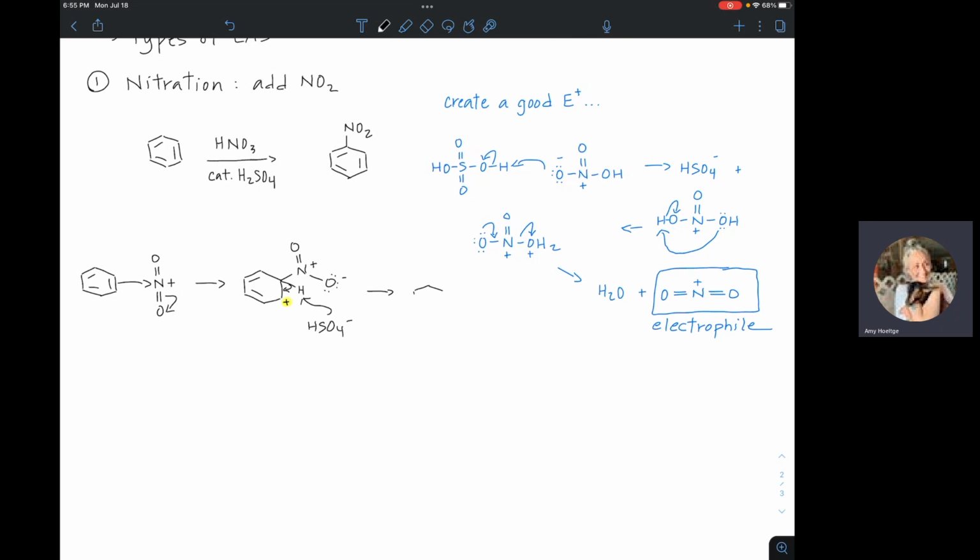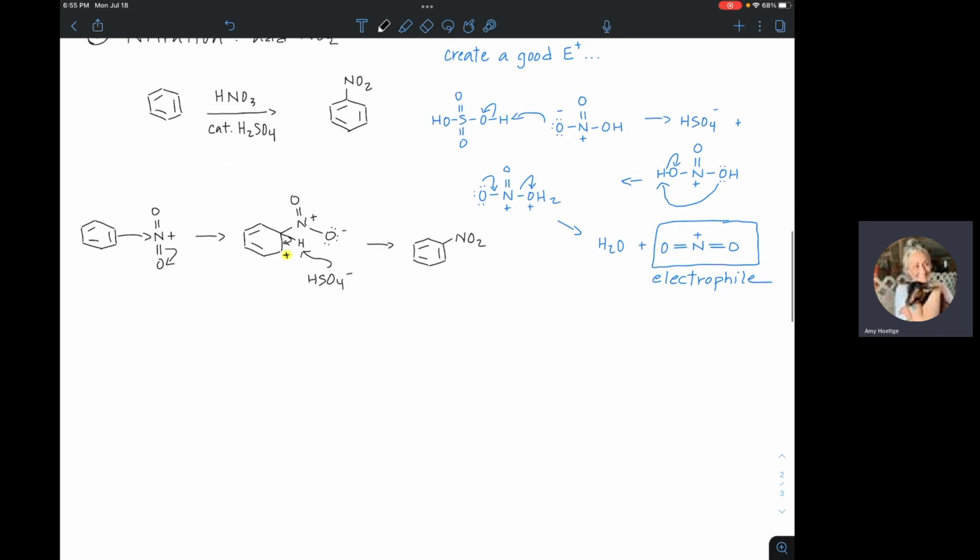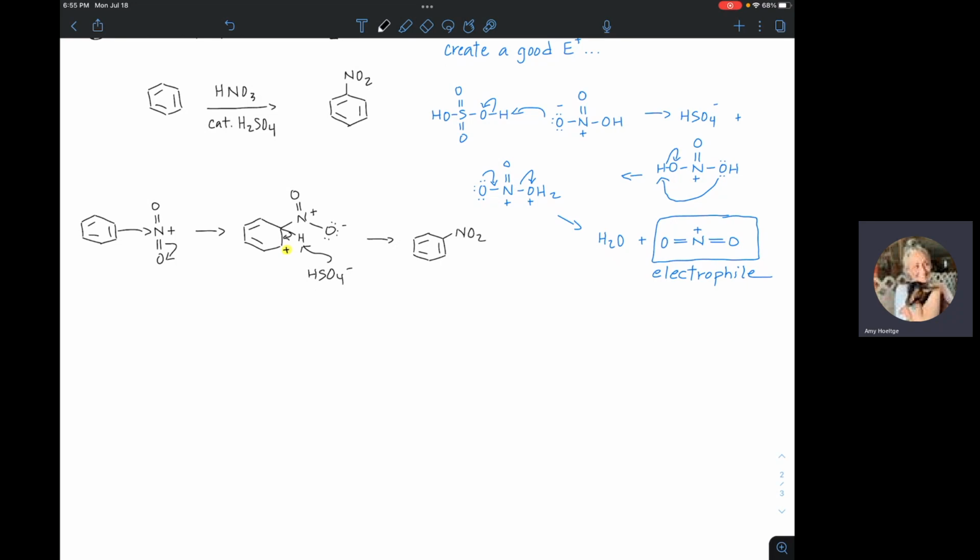So what you have is an aromatic ring with a nitro group on it. And then, of course, your sulfuric acid is back again. So don't forget what this looks like. This right here is worth remembering what the structure of this group is.